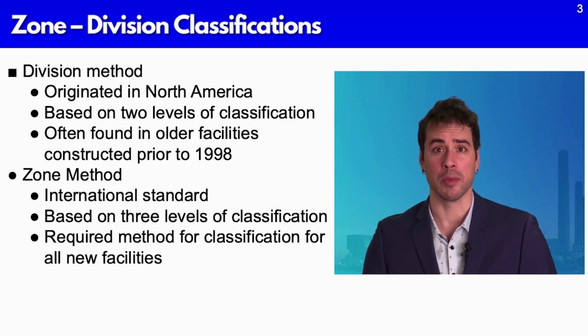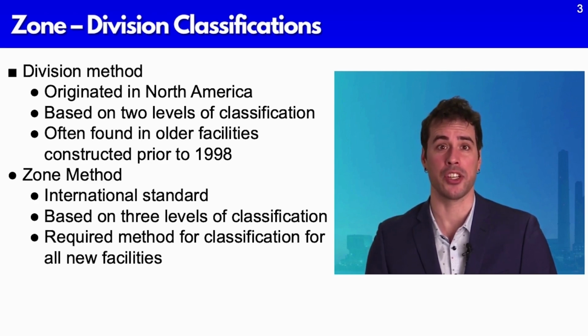The zone system of classification was introduced into Canada in the 1998 edition of the Canadian Electrical Code. The IEC zone system incorporates three levels of classification. The code requires that all new facilities use the zone system of classification. Older facilities using the division system of classification may continue to do so at their discretion.